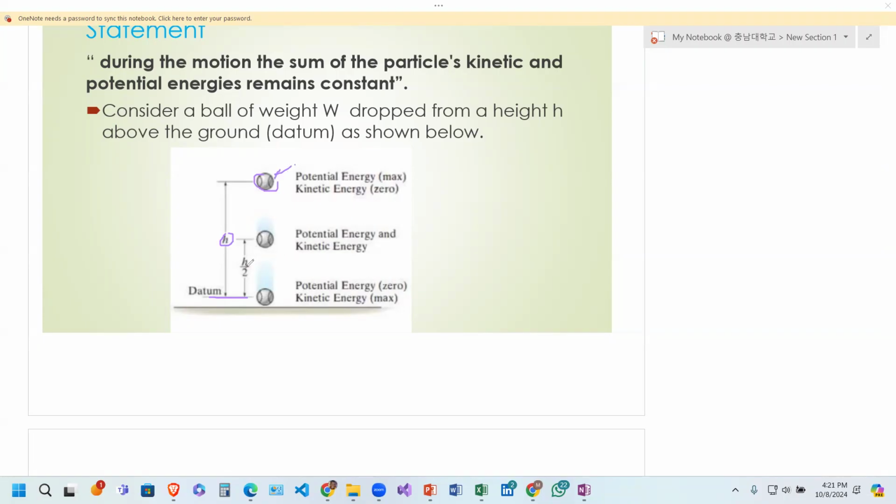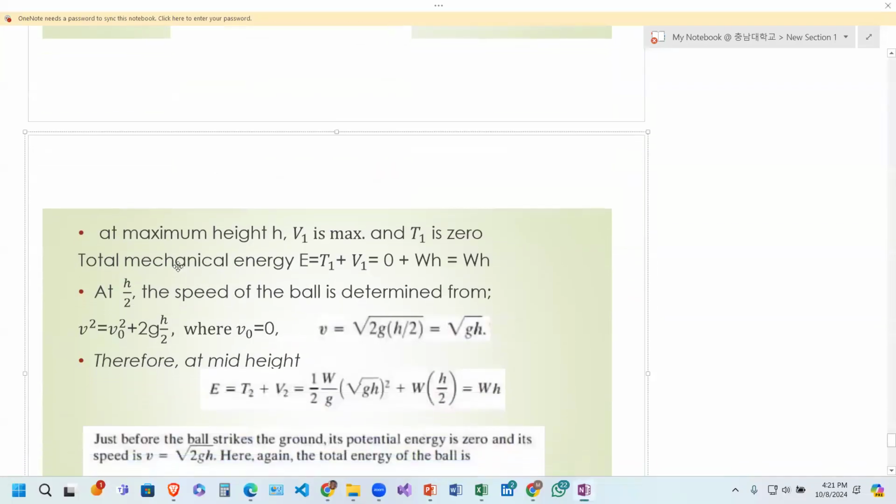At the point where the height is h over 2, the ball has both potential energy and kinetic energy. Whereas at the ground, the height is 0, meaning the potential energy is 0, whereas the velocity is maximum, so the kinetic energy is maximum. You still remember those things in physics. This is what I'm trying to explain. So at maximum height, V1 is maximum and T1 is 0.